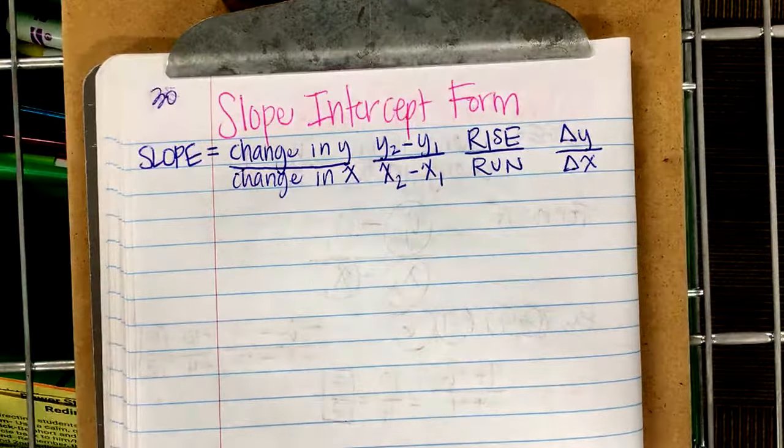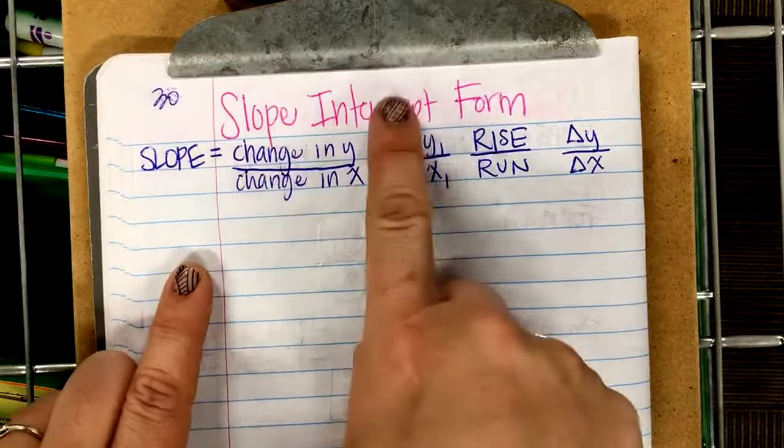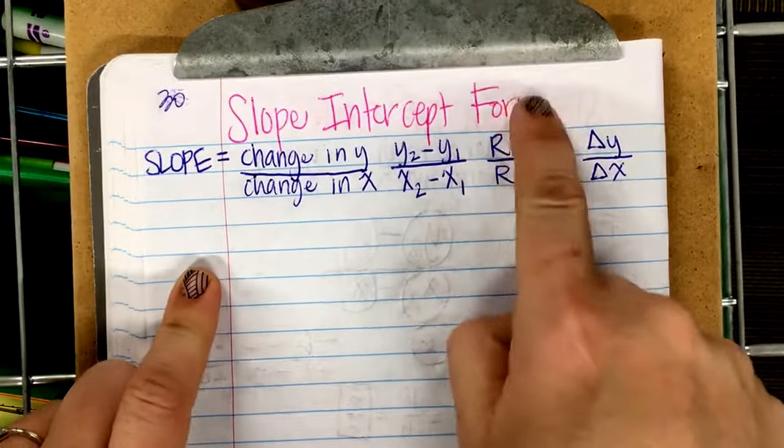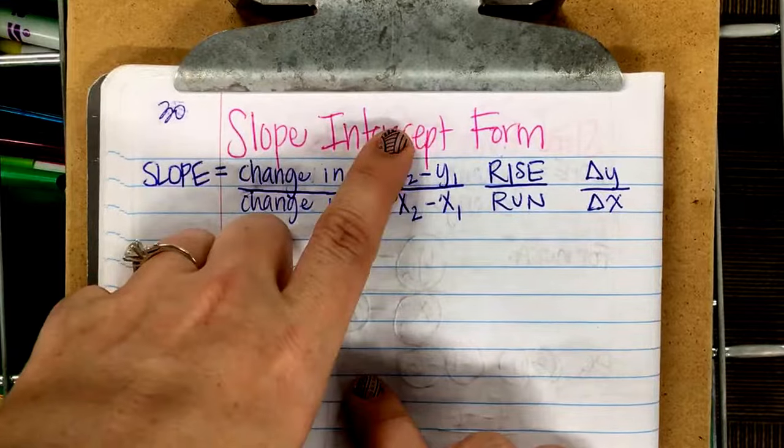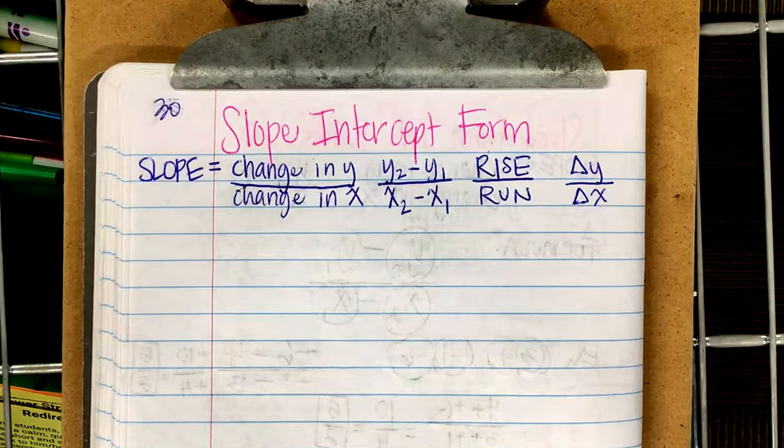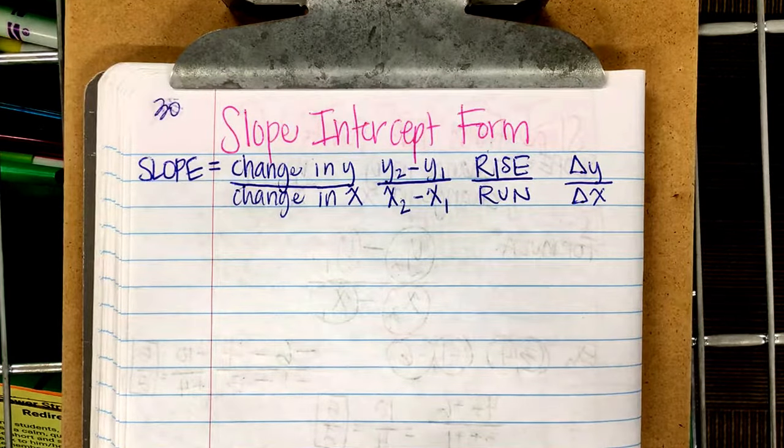All right, so slope-intercept form. Form is the way that we write it. We know what slope is. Now let's talk about intercept. What does intercept mean?